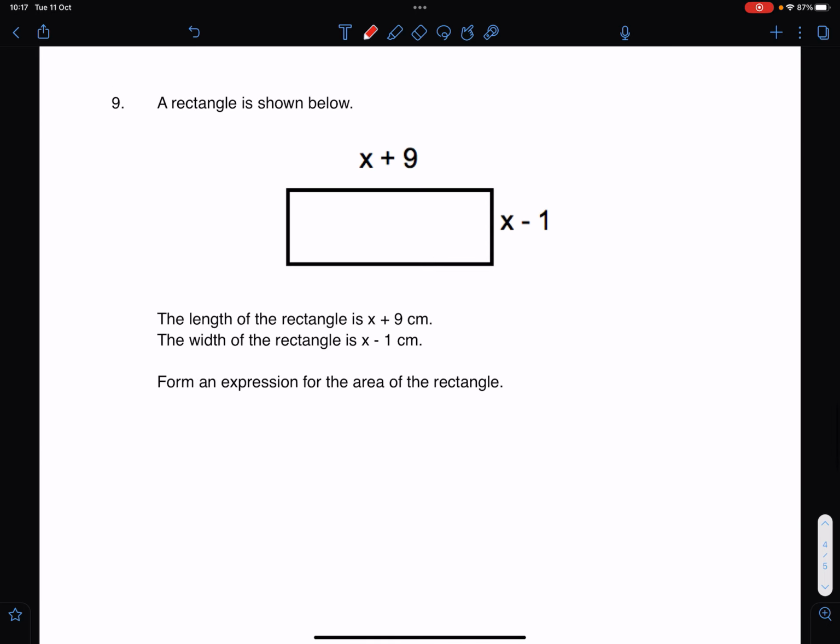Alright, so for question 9, a rectangle is shown below. We have the length that is x plus 9 and the width as x minus 1. Form an expression for the area of the rectangle. So what do we know? If we have a rectangle, to find the area, we need to multiply length by width. So I need to multiply (x plus 9) by (x minus 1).